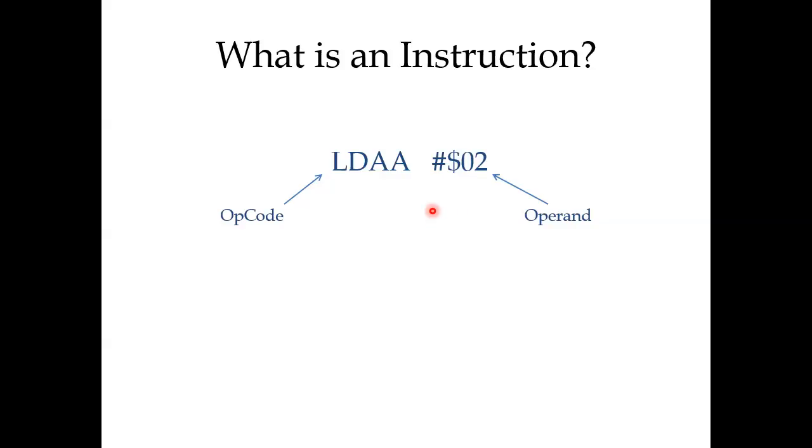Now, most instructions have 2 different parts. The first part is called the opcode, and the second part is called the operand. The opcode gives you an idea of what the instruction is about. Is it an addition? Is it a subtraction? Is it a multiplication? The second part will probably have data or an address. You see the second part has a number, like 02. Remember, it's a hex number, right?